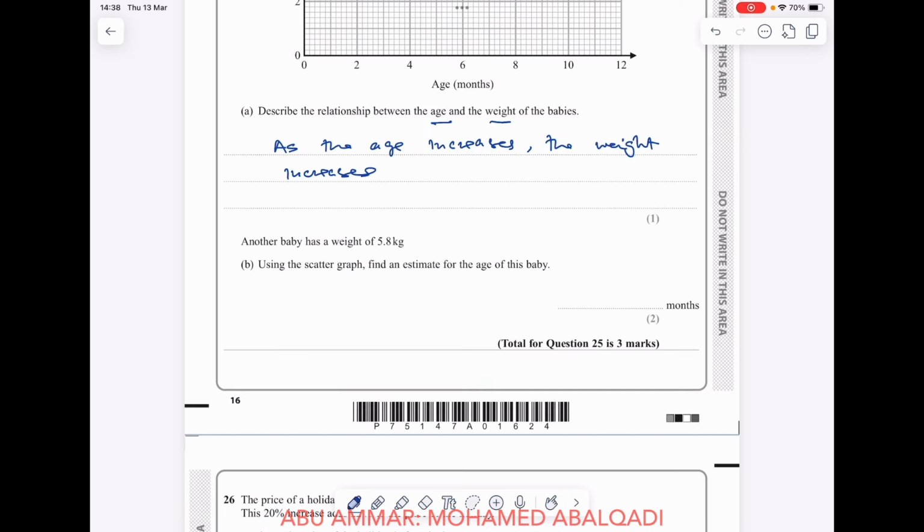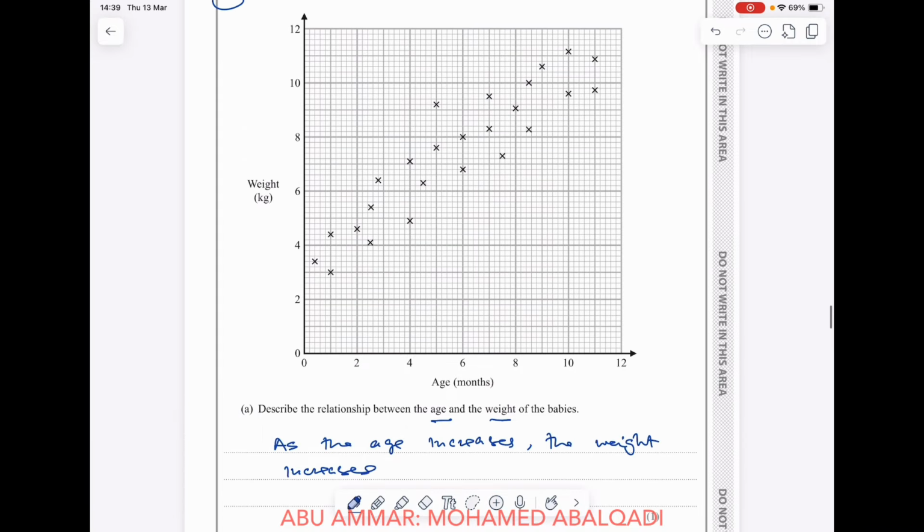The next part of the question is question 25b, which says another baby has a weight of 5.8 kilogram. Using the scatter graph, find an estimate for the age of this baby. So the first thing to do is to plot a line of best fit, possibly using a ruler, make sure it's straight. And then second thing is to check our scales both in the x-axis and the y-axis. So the x-axis, which is age in months, from 0 to 2, there are 10 squares, so each square is 0.2. And our y-axis from 0 to 2, which is our weight in kilogram, there are 10 squares, so each square is 0.2.